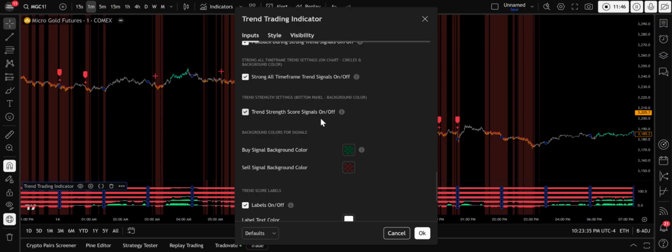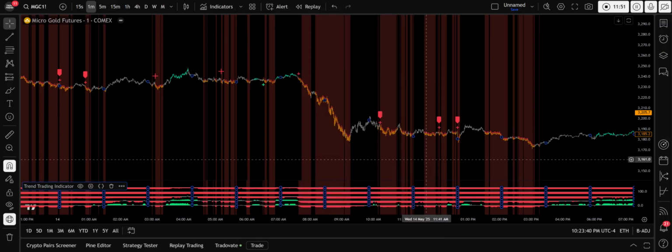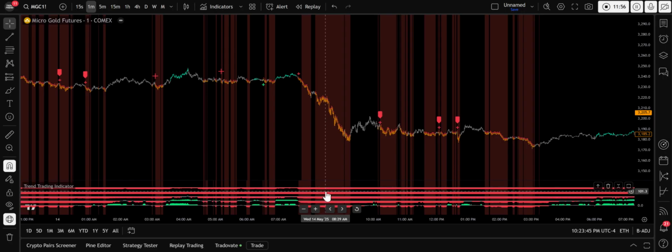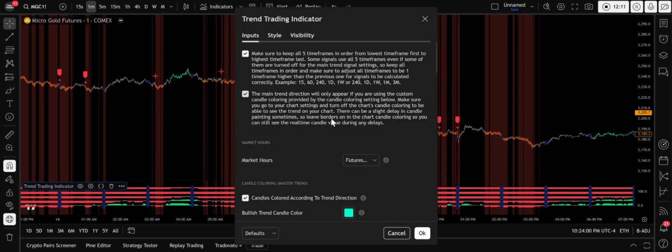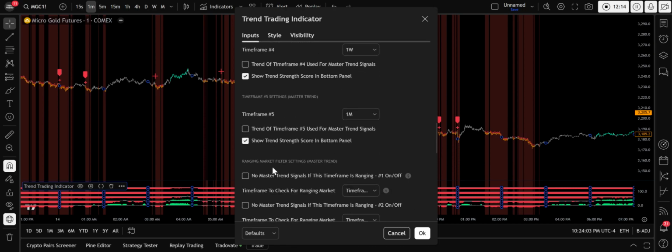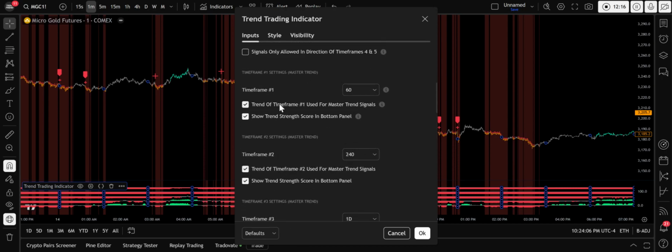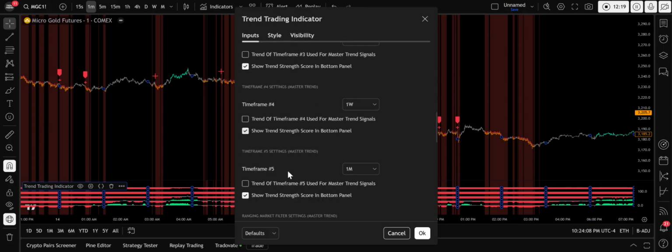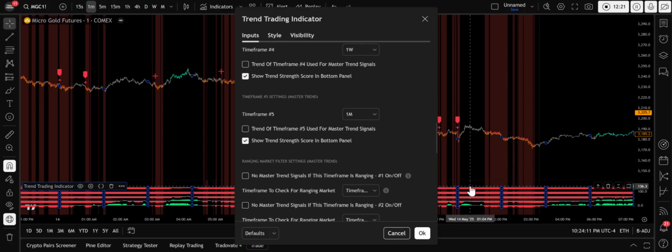And then the last one is the trend strength score signals. That's the background color on the bottom panel. So down here, we're also going to have signals based off of these score calculations that give us these red or green little oscillator scores. If those are a very strong score for each time frame that you have turned on, remember the master trend settings are these time frames 1 through 5 here. So since we only have time frame 1 and 2, then that's what's going to affect all these other ones and those trend scores there.